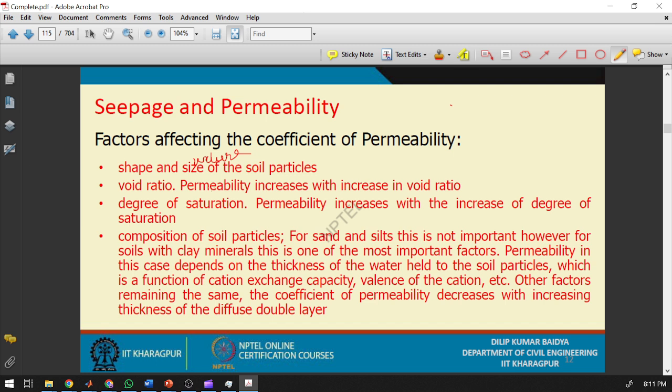The void ratio, permeability increases with increase in void ratio, as you mentioned, in the same soil. Okay. Degree of saturation, permeability increases with increase in degree of saturation.